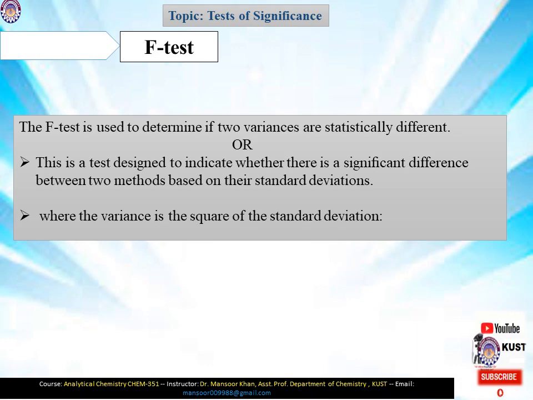This is the test designed to indicate whether there is a significant difference between the methods based on the standard deviation. Actually, the square of the standard deviation is called variance. I am not going into detail about standard deviation and variance here, because I will discuss in detail the measurement of spread and measurement of central tendency, which will cover calculation of the mean, standard deviation, variance, etc.